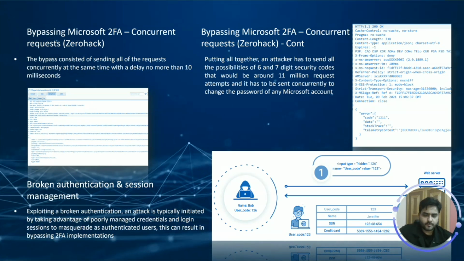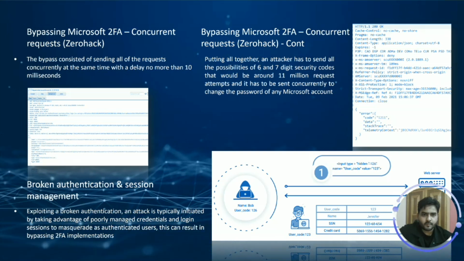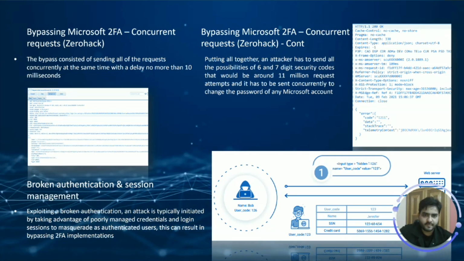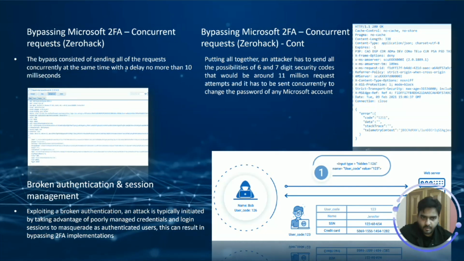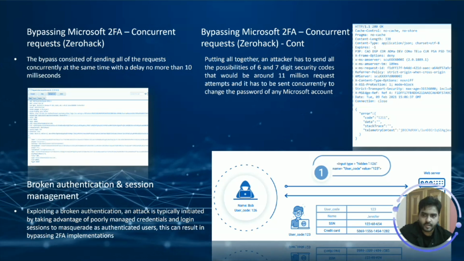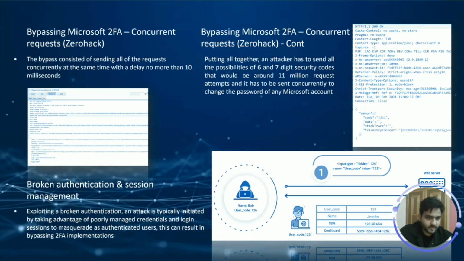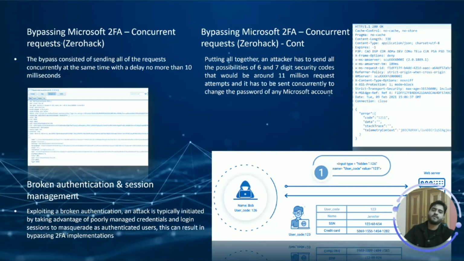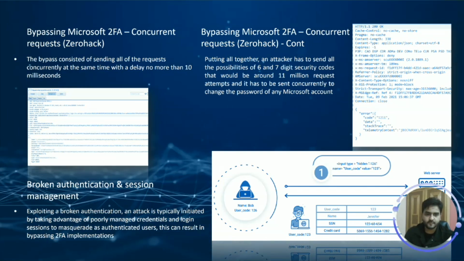So what we did was we came up with a scenario where we were able to create 11 million fake IP addresses and concurrently bombard a single account with those decoy IP addresses, and in the response we got a single hit. It was basically IP-based rate limitation, not an account-based rate limitation. So we were able to bypass the Microsoft 2FA.